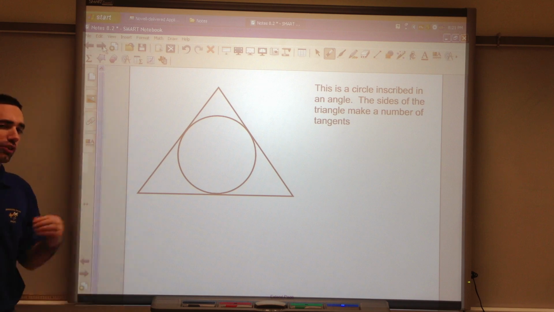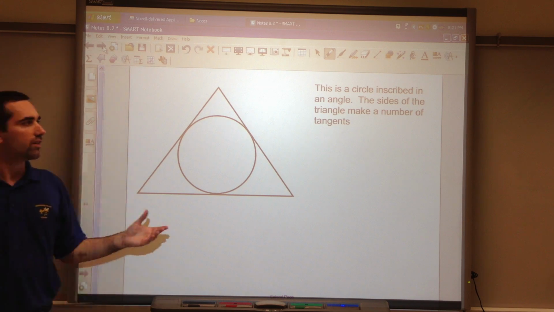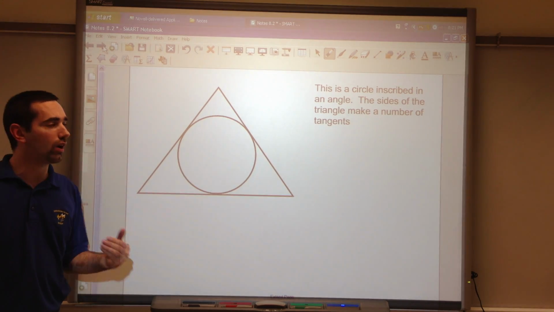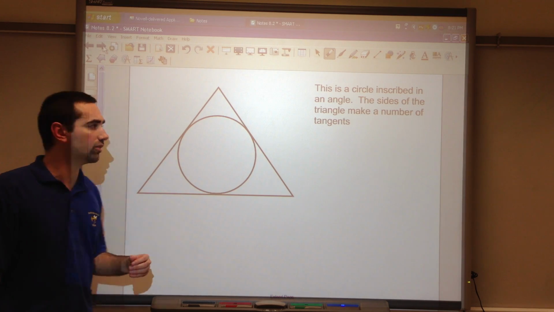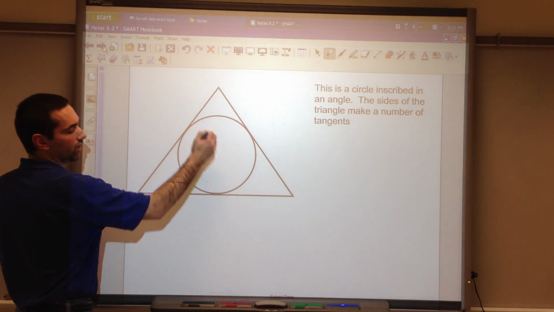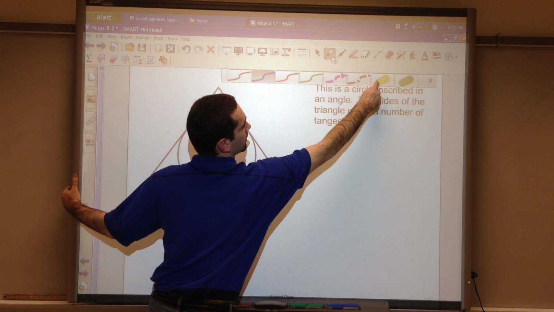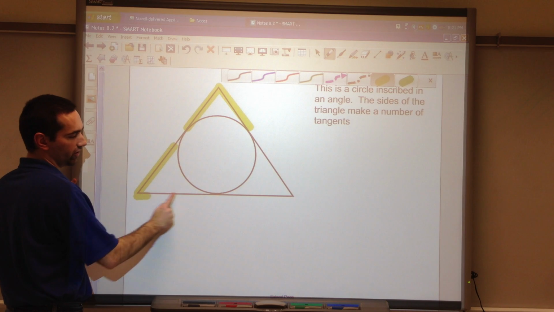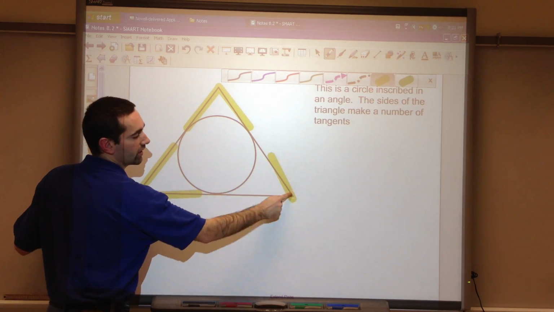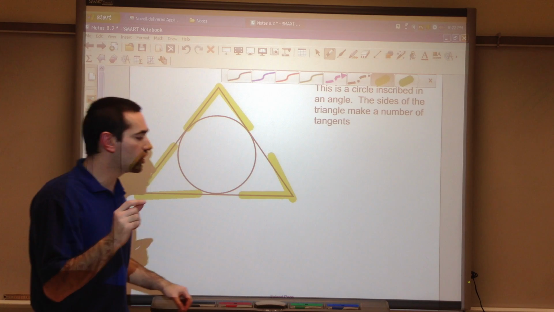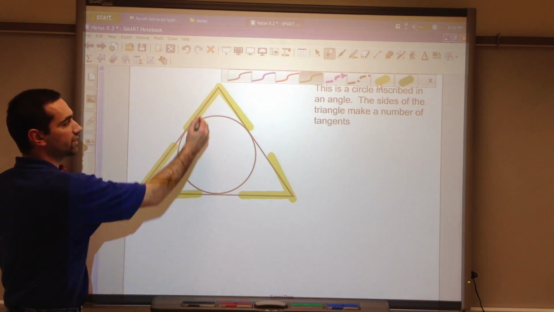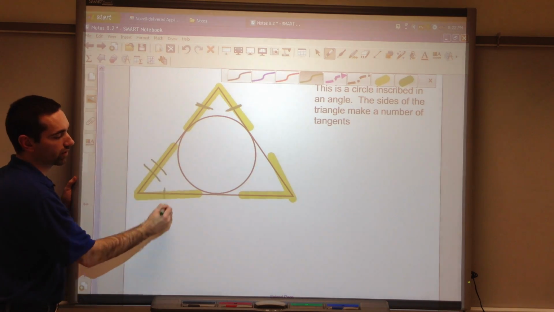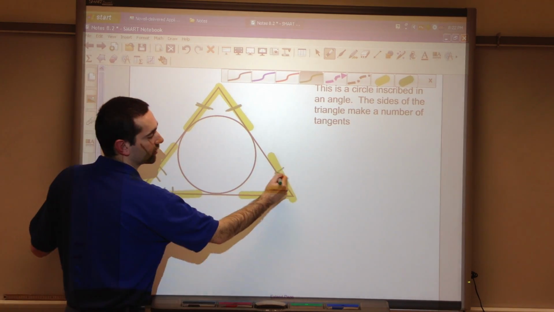Now when you have shapes that are inscribed inside of a circle, when you have a circle inscribed in a triangle like this or a quadrilateral, the sides of the triangle make a number of tangents. Look at this. Tangent, tangent, tangent, tangent, tangent, tangent. And from what we just learned, that tells us these two are congruent, these two are congruent, and then these two are congruent.